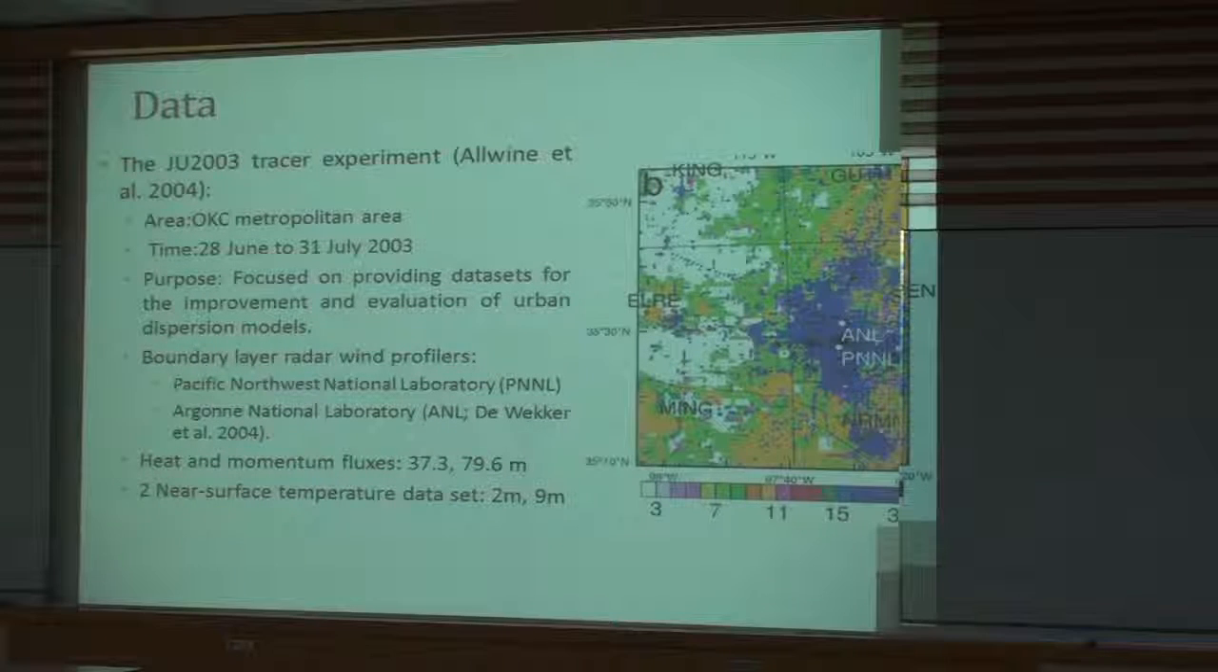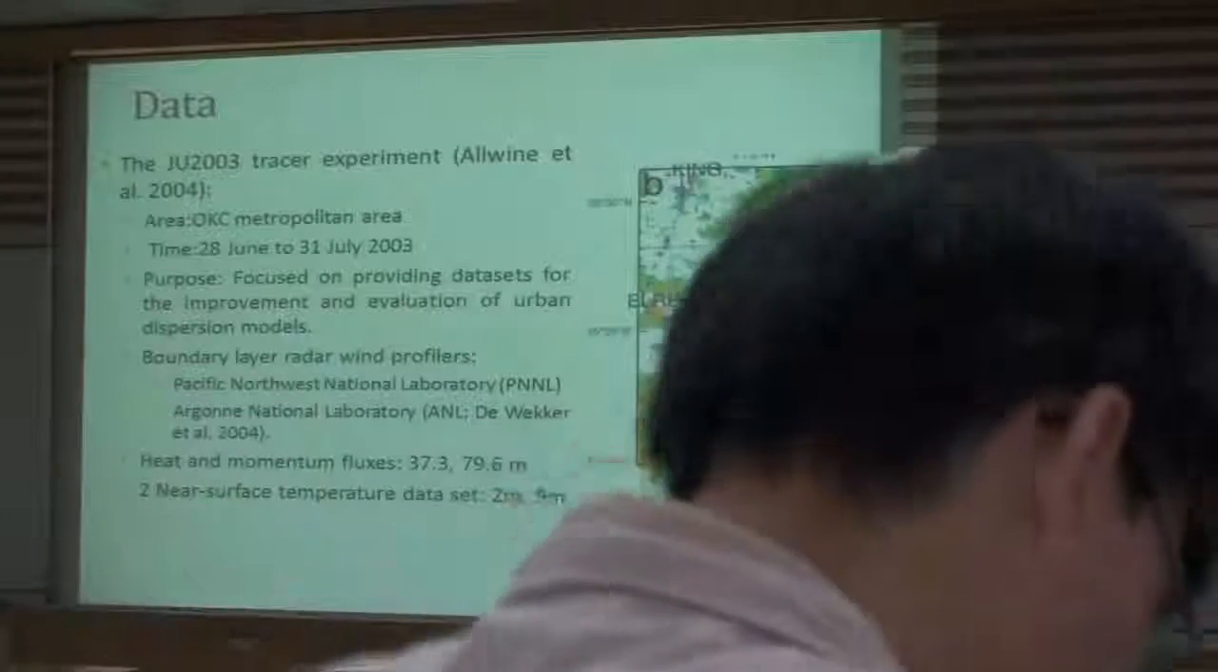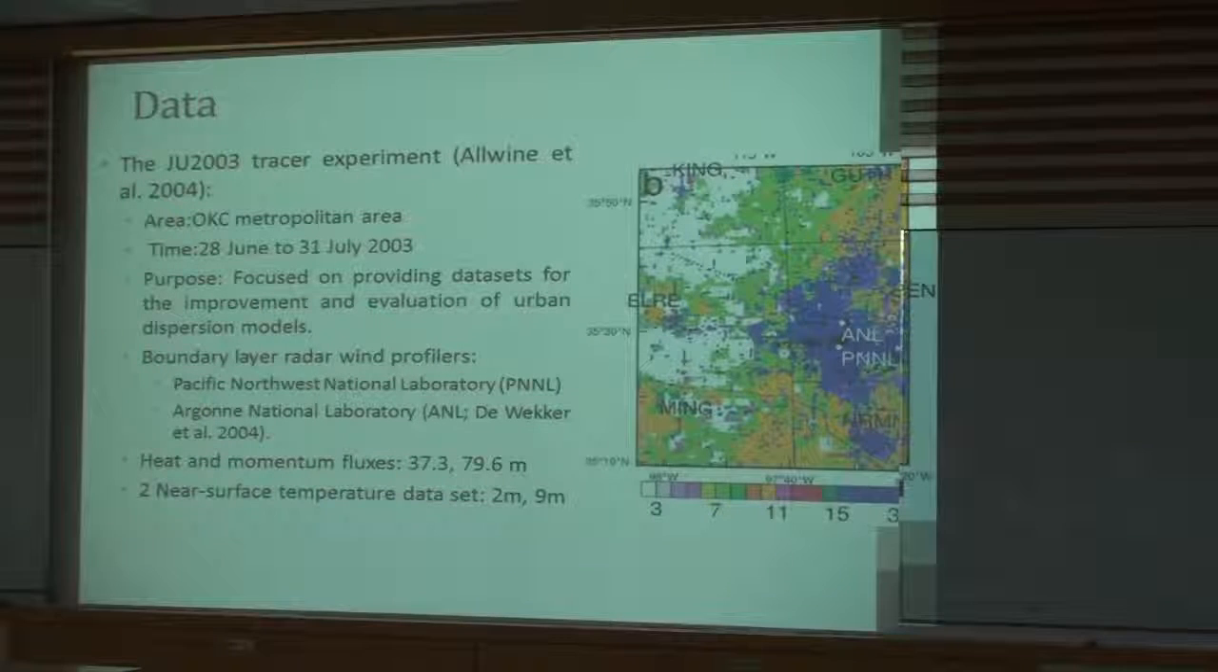The area is the Oklahoma metropolitan area here, and this figure is the land use data of this area. The purpose of this campaign is to focus on providing data sets for the improvement and application of the urban dispersion model. And now I'm going to describe the main data. This is the two boundary layer data, wind profile, which is observed at the PNL and the ANL, and there are the heat and momentum fluxes.